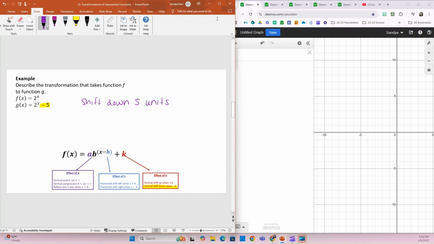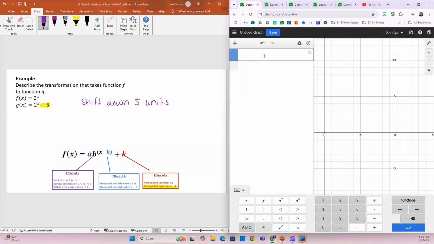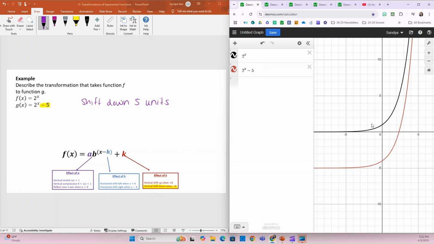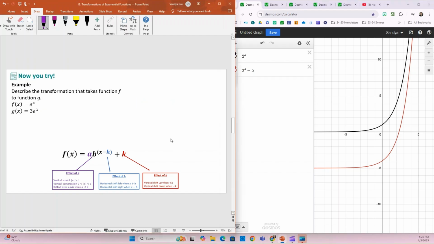And so what we can do is go to Desmos and graph this to make sure. So I'm going to graph the parent, which is 2 to the x, and then the transformed function, which is 2 to the x, and then minus 5. And you can see that this graph is in fact shifted down 5 units. So now you can go ahead and pause the video and try doing this example on your own.